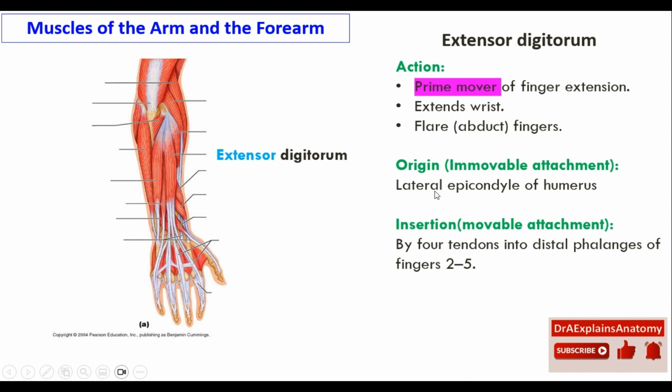Moving to the origin, it originates from the lateral epicondyle of the humerus. In the anatomical position, this is the lateral aspect, which is toward the thumb, and this is the medial aspect of the forearm, which is toward the little finger. It is inserted by four tendons into the distal phalanges of the second through the fifth finger. Also, in the anatomical position, we start counting. That's number 1, 2, 3, and 4, and 5. So the thumb is the first finger in the anatomical position.